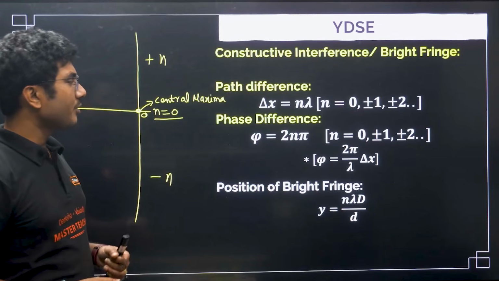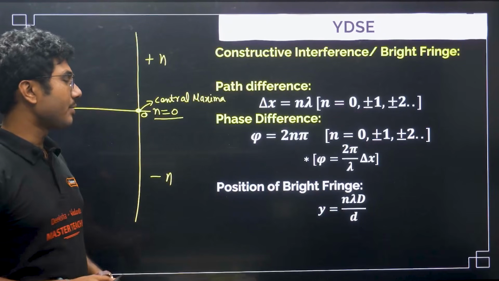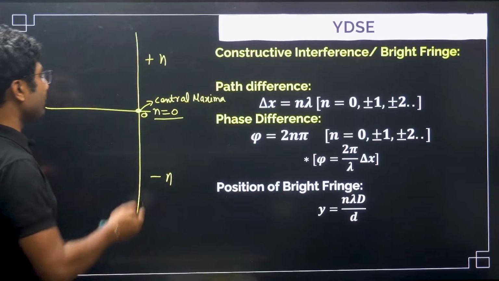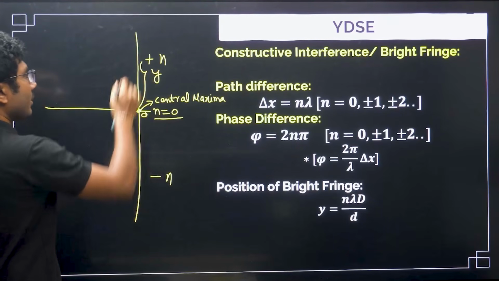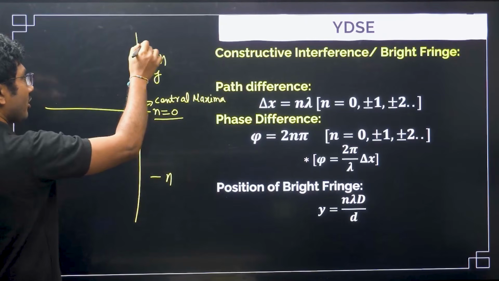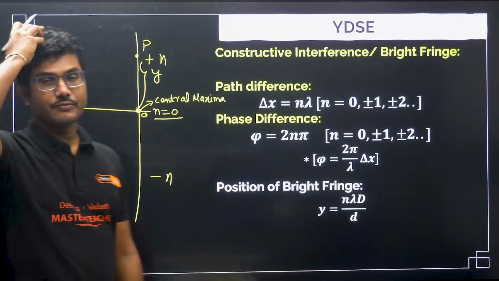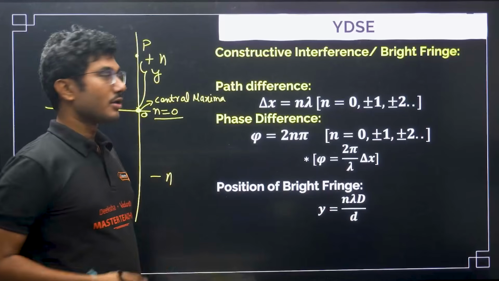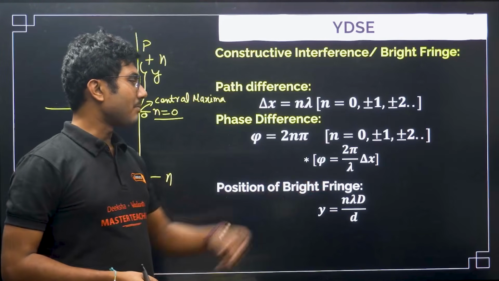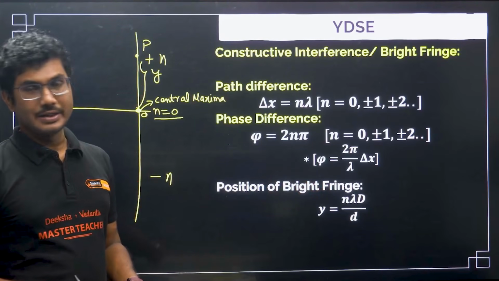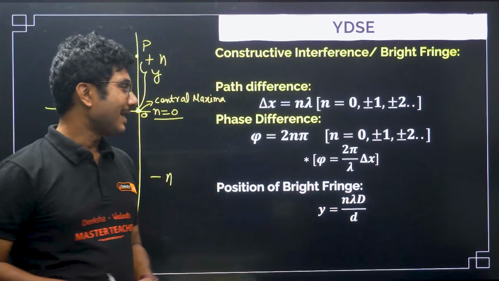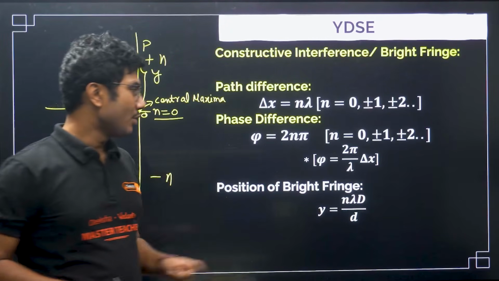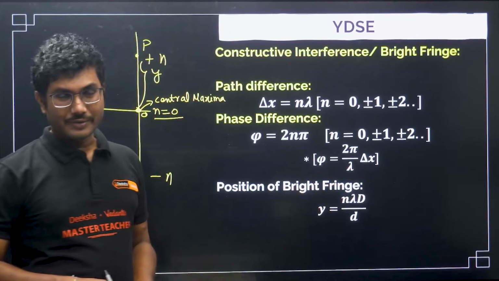And the position of the bright fringe. What is the position of the bright fringe on this axis? Suppose this position is y. Suppose this is the point where we are observing, and we have observed a bright fringe, a bright spot. Then the position is given by n lambda D by d. What is n? n is 0, plus minus 1, plus minus 2. What is lambda? Lambda is the wavelength of light.